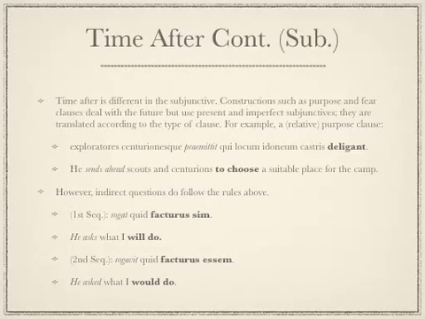And when we look at the subjunctive, there are many different things that happen here. Right? Sometimes you can use a present and imperfect subjunctive to convey time after in something like a purpose clause or an indirect command, which are always going to be about time after. And so there's a purpose clause. He sends explorers and centurions to choose, or who would choose, a suitable place for the camp.